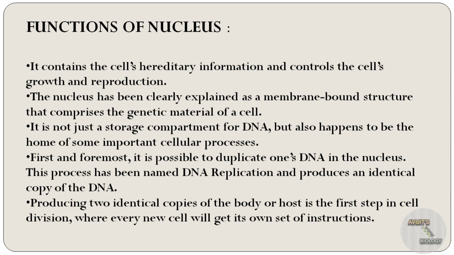First and foremost, it is possible to duplicate one's DNA in the nucleus. This process is named DNA replication and produces an identical copy of the DNA. Producing two identical copies is the first step in cell division, where every new cell will get its own set of instructions.